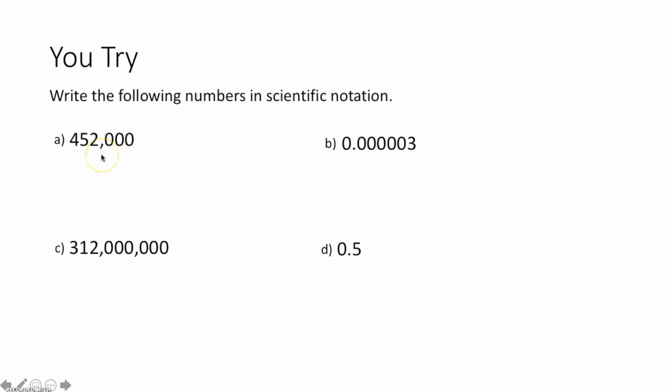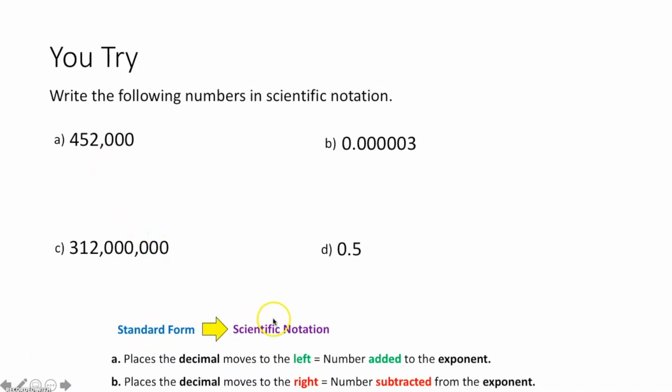You try. Okay, so here we're doing the same thing. We're converting from standard form to scientific notation. Here we have our number 452,000. Where's our decimal place? Well, there is no decimal, so it's at the end. And we need to move it until we get a number that is between 1 and 10. So we start here and we move our decimal place over until we get a number that's between 1 and 10. Done. 4.52. Now, how many places did I move?